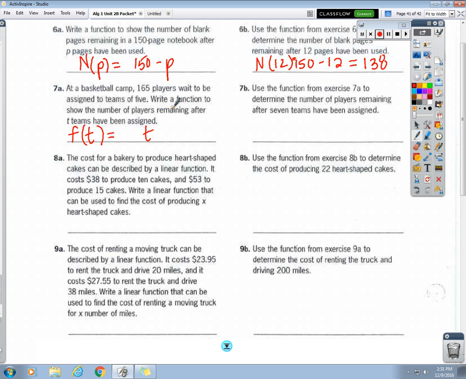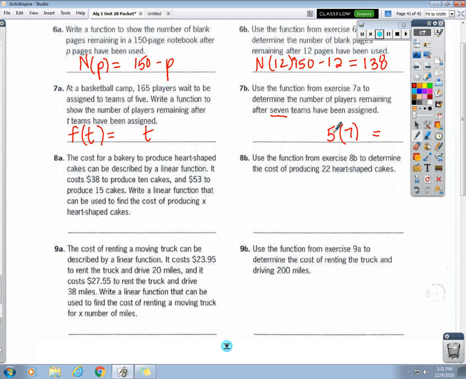Alright, so let's think about this scenario. If you're having trouble thinking about the function, consider if they've already made 7 teams. So if you have 165 players, and you're putting them in teams of 5, and you've made 7 teams, how would you set that up to see how many players are still standing around waiting to be assigned? 165 divided by 5 will tell you how many total teams you can make, which would be 33. Okay, so your variable would be plugged in, would be 7, right?